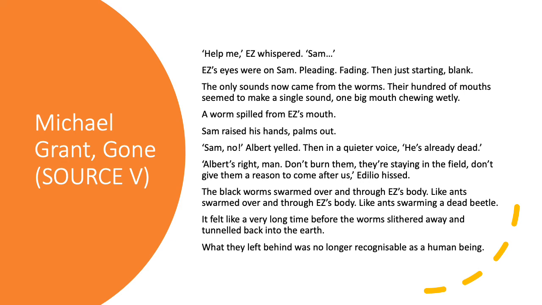"Help me," Easy whispered. "Sam." Easy's eyes were on Sam, pleading, fading, then just staring, blank. The only sounds now came from the worms. Their hundreds of mouths seemed to make a single sound, one big mouth chewing wetly. A worm spilled from Easy's mouth. Sam raised his hands, palms out. "Sam, no!" Albert yelled. Then, in a quieter voice, "He's already dead." "Albert's right, man. Don't burn them. They're staying in the field. Don't give them a reason to come after us," Adelio hissed.